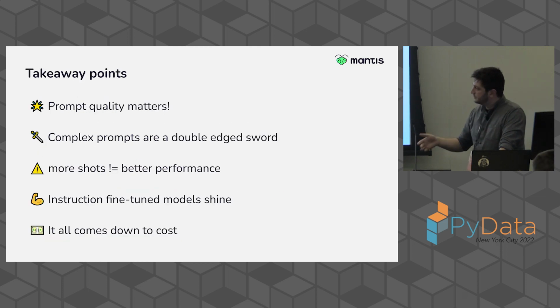And I would like, in closing, to reiterate the takeaway points. Prompt quality matters. Complex prompts can be a double-edged sword. More N-shots don't always equal better performance. Instruction fine-tuned models shined a lot. And yeah, considering all that, it does affect cost greatly.